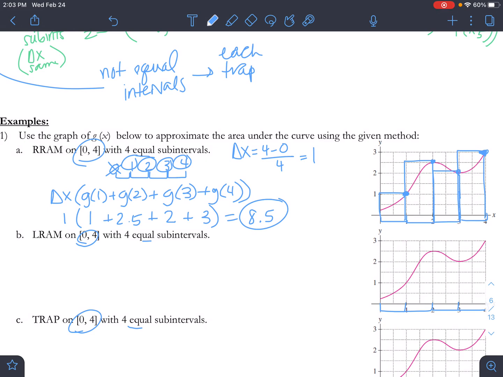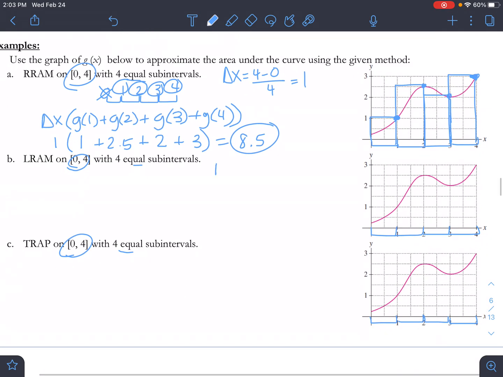Okay, let's see what's going on with LRAM. So again, we already know delta x is 1. If you were going to set up a little diagram here for yourself, 0 to 1, 1 to 2, 2 to 3, 3 to 4. Okay, we're going to be using 0, 1, 2, and 3 because we want to use those left sides. So up to the left, draw it over. Left-hand corner, draw to delta x. Left-hand corner and left-hand corner.